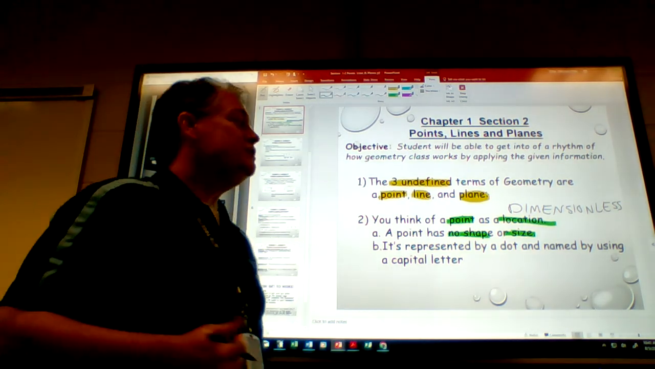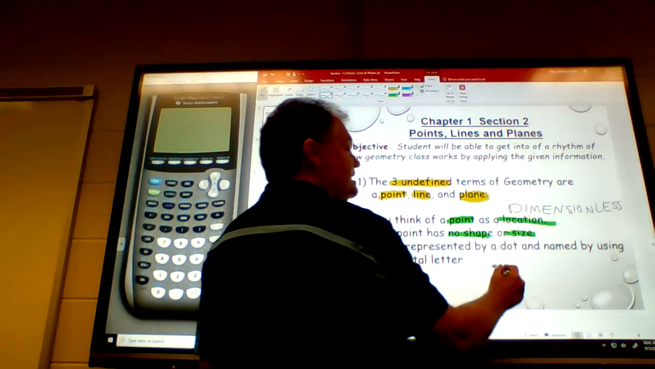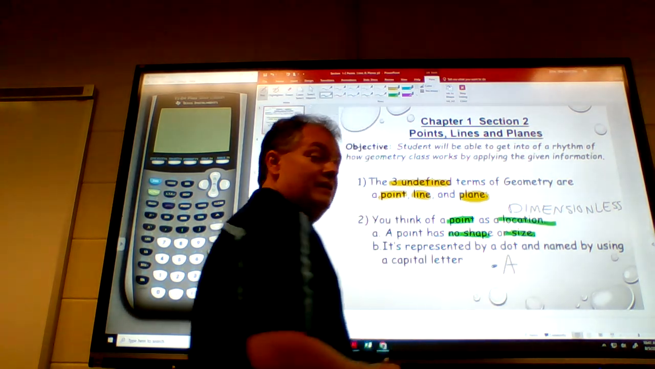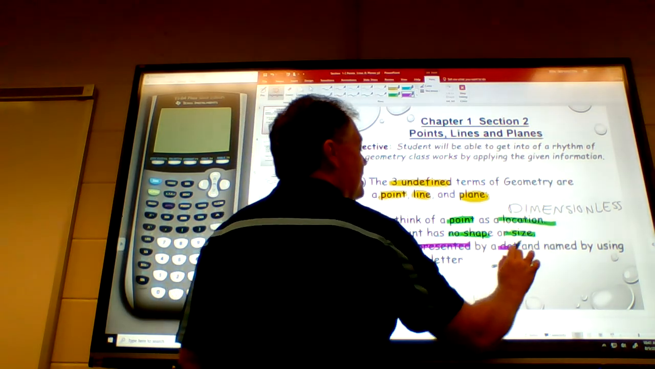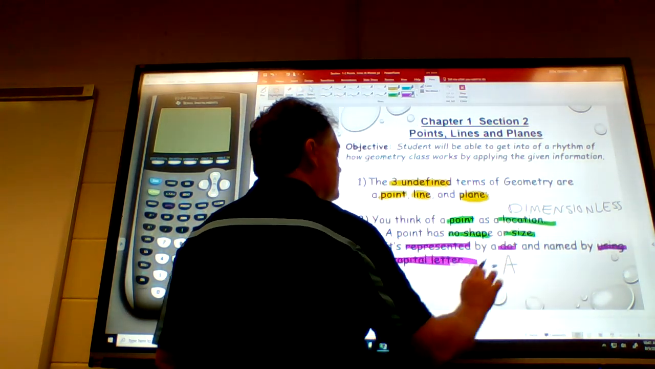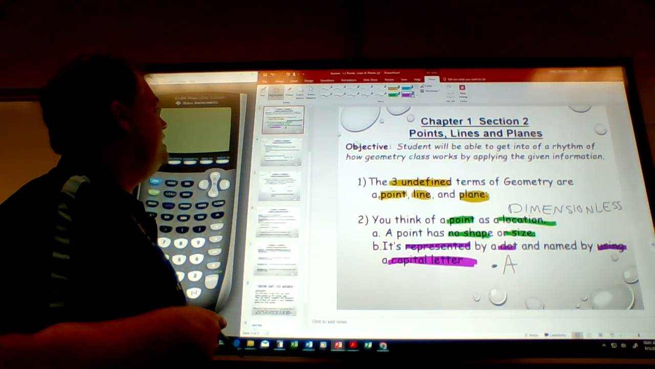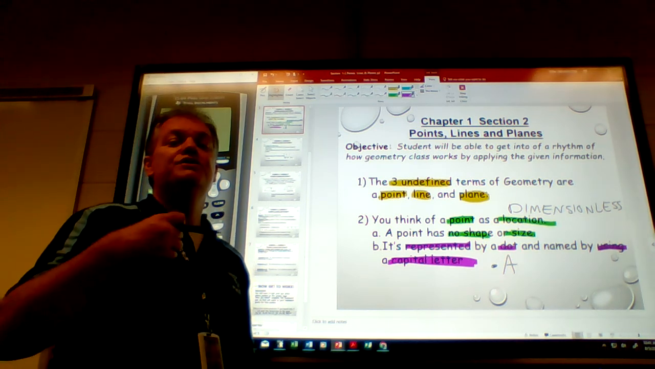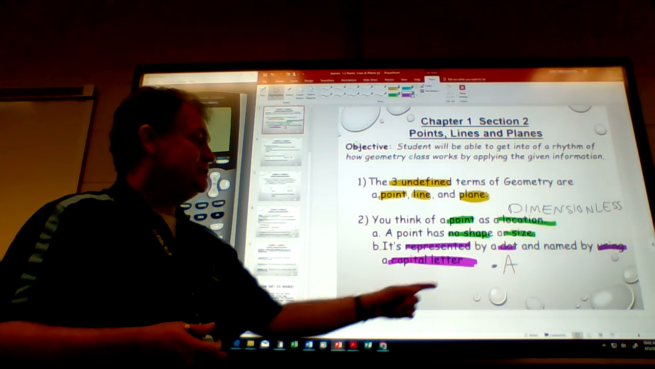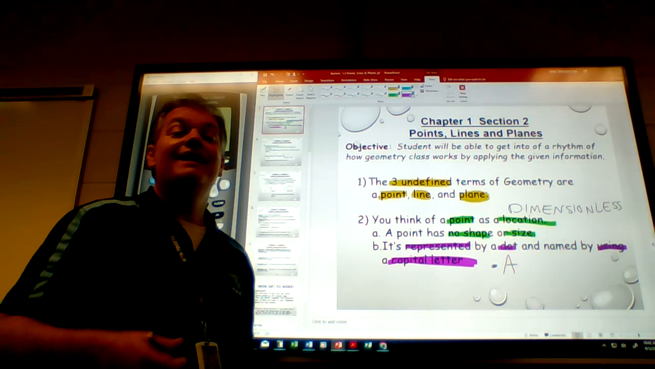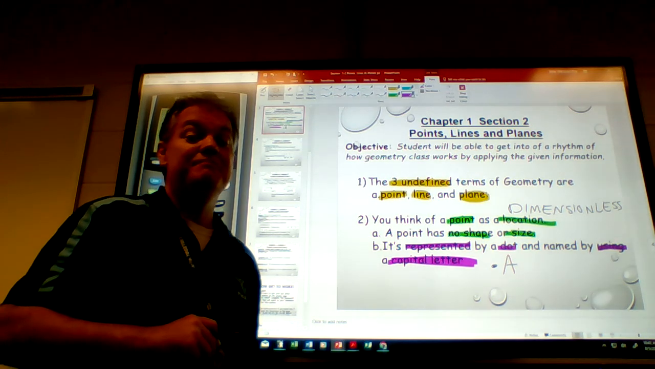So, now when you represent a point, you represent it by a dot, just like you see here, and it's named using a capital letter. Always remember that it's represented by a dot, using a capital letter, just like you see there. All right, so make sure you note that. Now, you can't measure a point, but it's there. It has no shape or size, but it's there. It's represented by a dot named with a capital letter. You will get points taken off if you don't put the word capital with it because it is named by a capital letter.